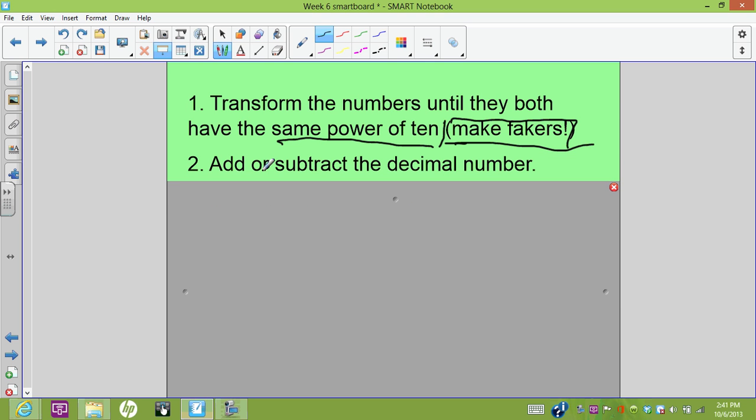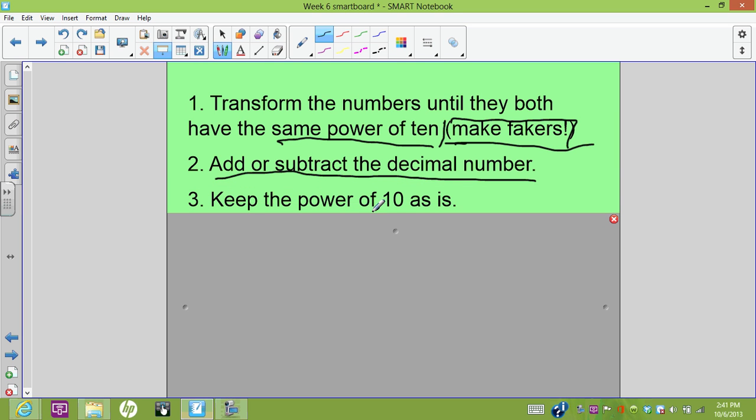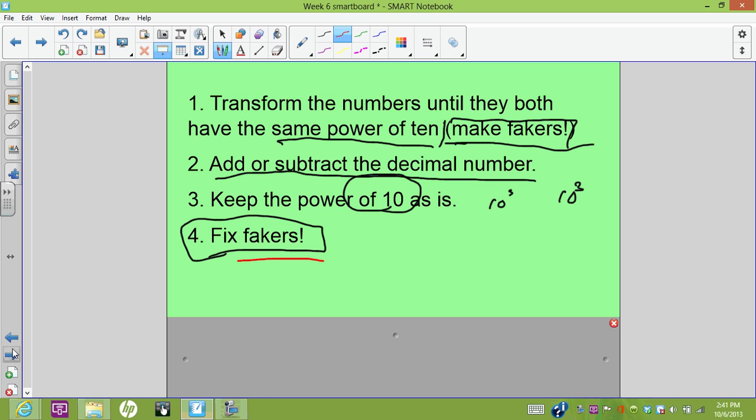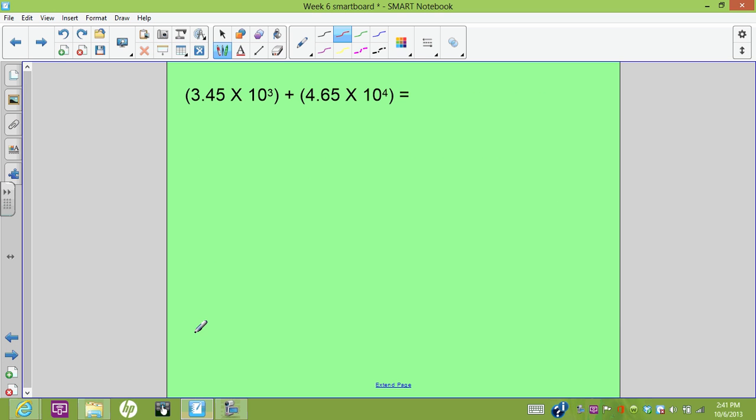After you do that, you're going to add or subtract the decimal numbers from the fakers that you just made. And then you're just simply going to keep the power of 10 as it is. Okay, so if both numbers had 10 to the third, your final answer would have 10 to the third as your power of 10. And then finally at the end, you're going to fix fakers. So in step 1, we're making fakers. And in step 4, we're going to be fixing those fakers.